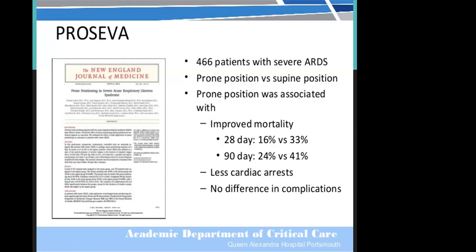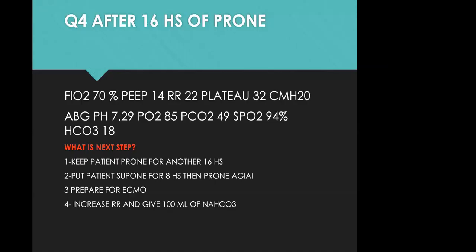But they should be trained on how to do it because there is a risk of self-extubation, or rather dislodgement of the tube, which can cause cardiac arrest. So these people, the nurses and the RT, should be trained properly. It should be done in a very fast way, in the presence of someone who is expert in intubation in case of dislodgement.